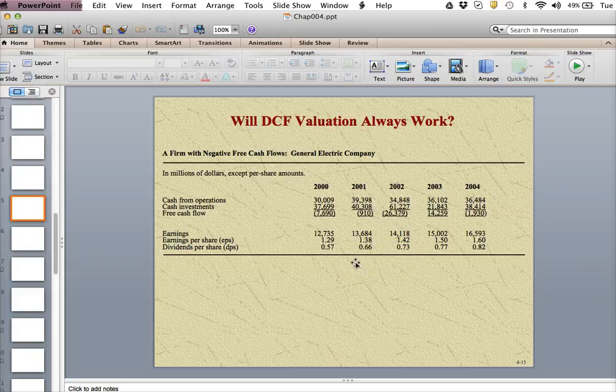And we're looking at, hey, is this going to work? Because it looks like they have received large cash flows and they also paid out large cash flows for investments, so their free cash flow was negative. And although their earnings were actually growing, and earnings per share was growing, obviously with negative cash flows, you're not going to have a positive valuation. So in this case, it doesn't really work.